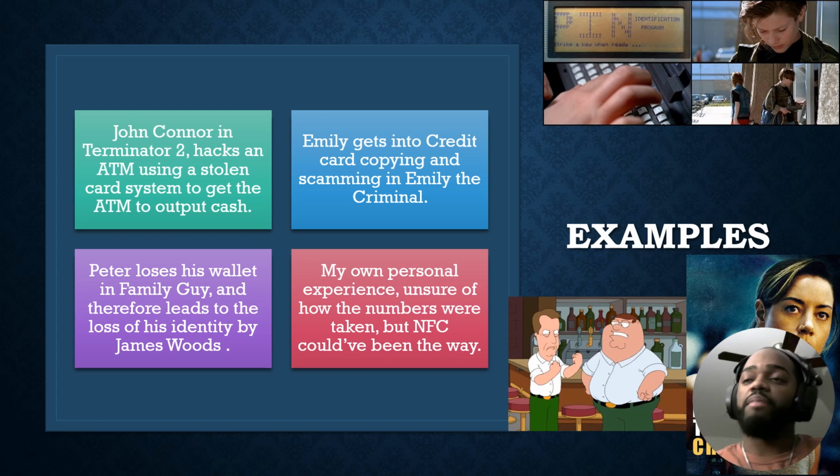And of course, in a popular show, Family Guy, Peter loses his wallet in an episode, and then the returning villain, James Woods, comes back and uses his credit cards to basically get his identity and take over. And he says like, "Oh, I'm Peter Griffin now," because he has the social security number, identification, and of course credit cards. And there you go.